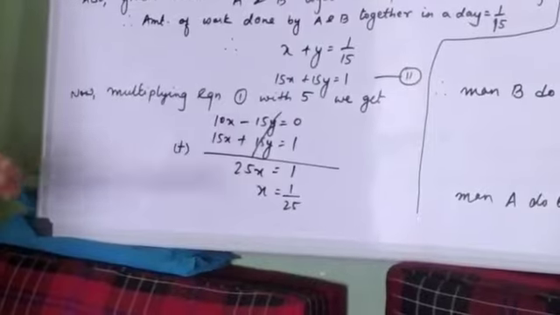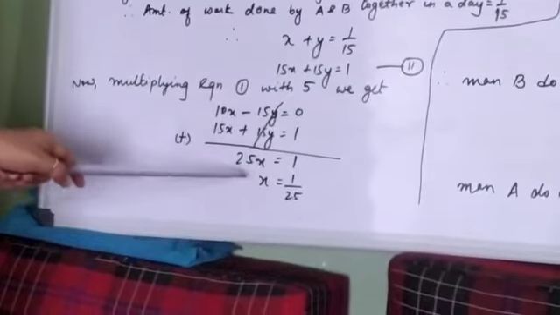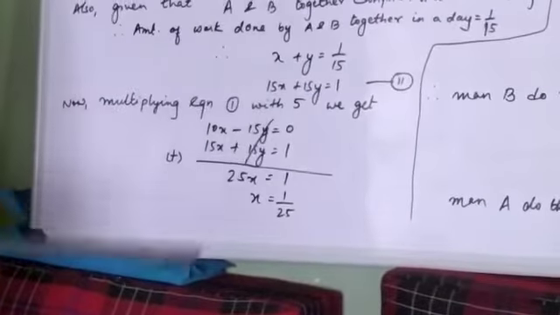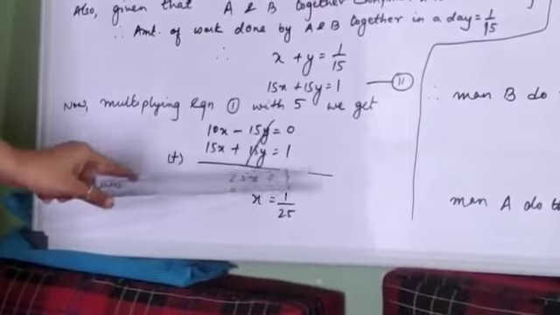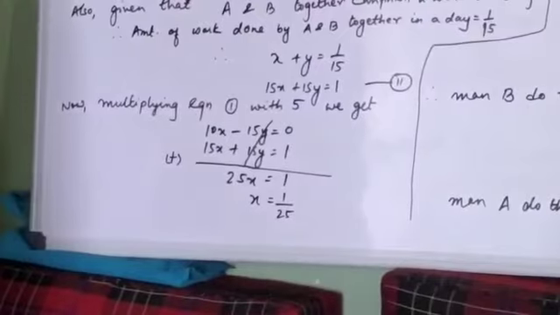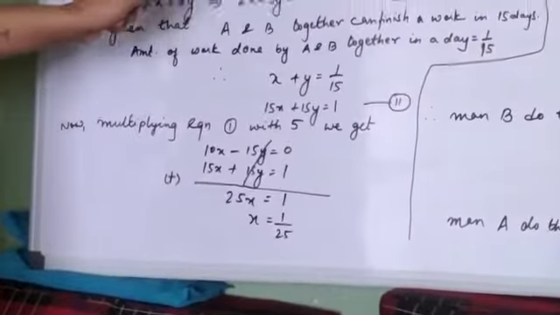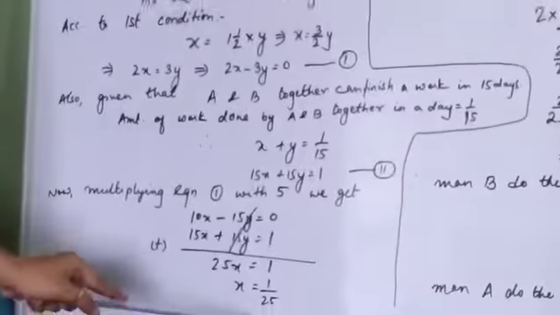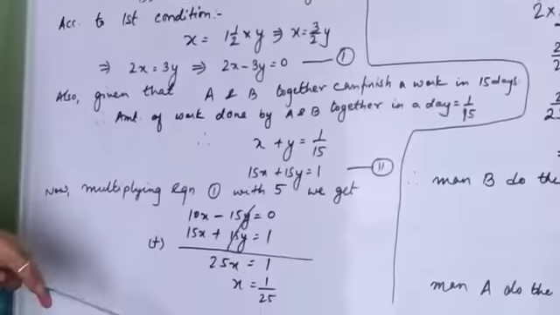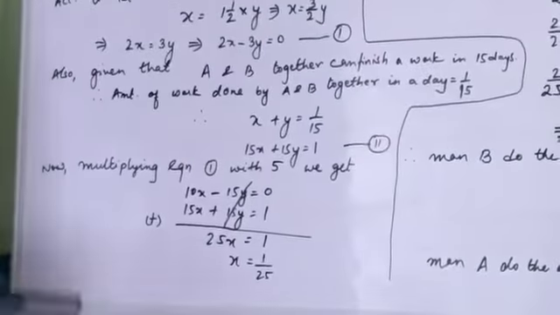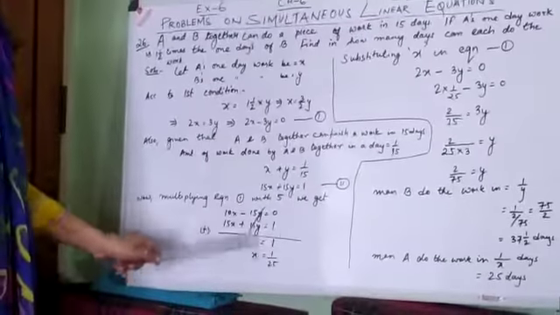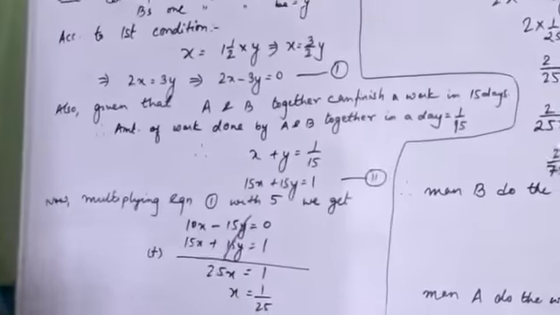Now when I add both the equations, you get 10x plus 15x, that is 25x. The plus 15y and minus 15y get cancelled. So you have 25x is equal to 1. X is equal to 1 by 25. That means the work that is done by A in 1 day is 1 by 25. That means to complete one particular work, A requires 25 days. So in a day, he can finish 1 by 25 portion of the work.